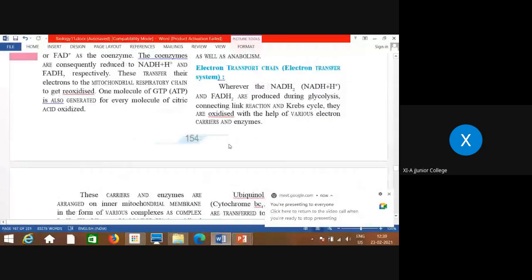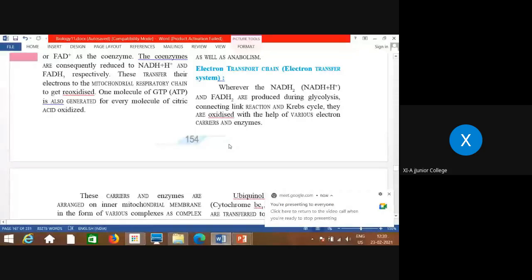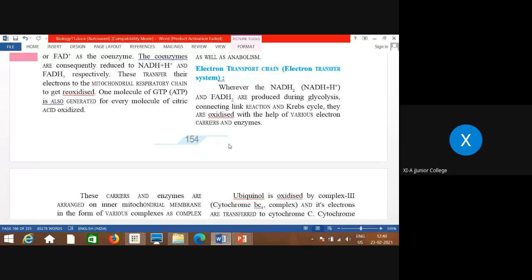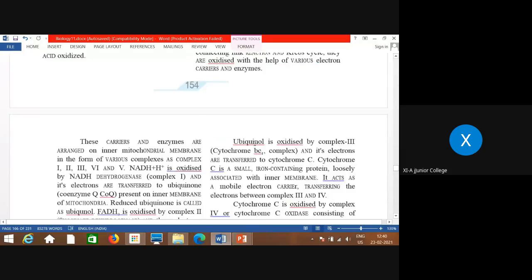So what we are going to start is the third step. After Krebs cycle, the next and the last step which we have to learn is ETS, that is electron transport chain or electron transfer system, called ETC or ETS. Now with the help of this diagram, I will explain to you.